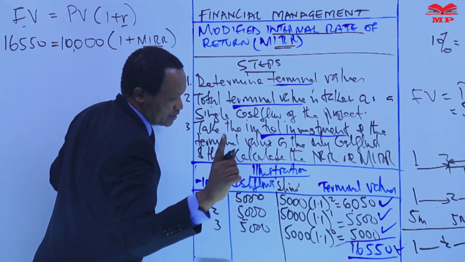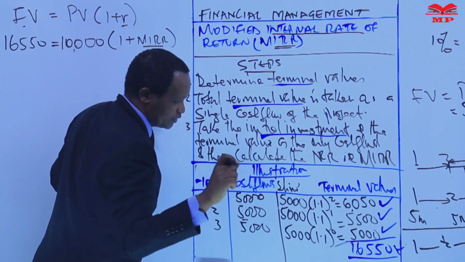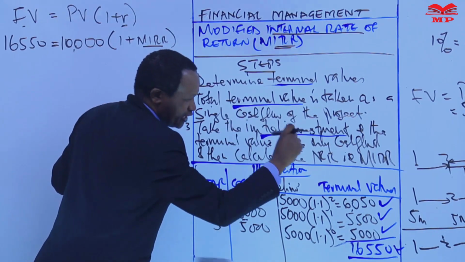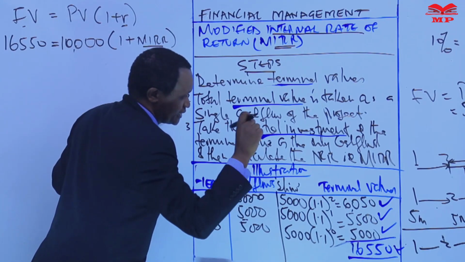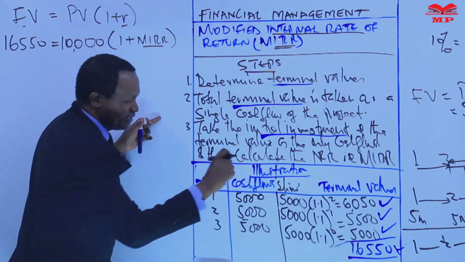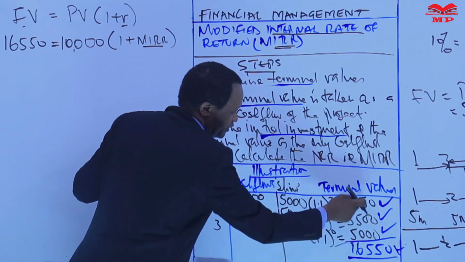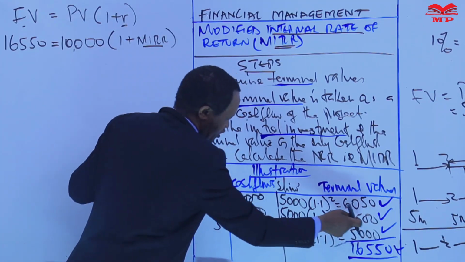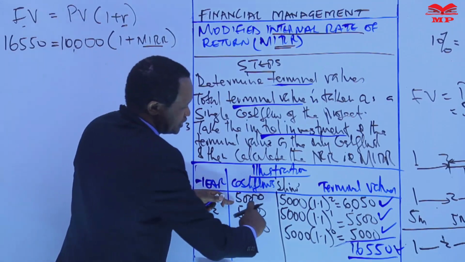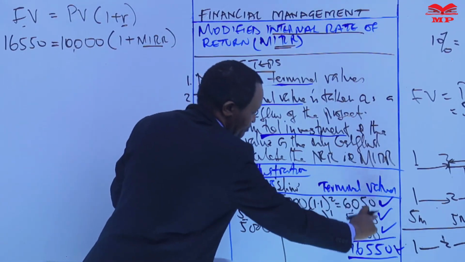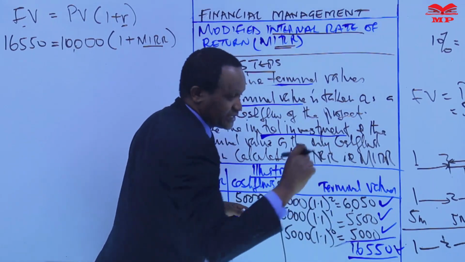Please write it if you have to. I've gotten few words for the definition of terminal value. A terminal value in the context of MIRR is the sum of the future values of the cash flows. So we calculated the future values of these cash flows, then we added them. That's why we are saying the sum, and we are calling this sum terminal value.